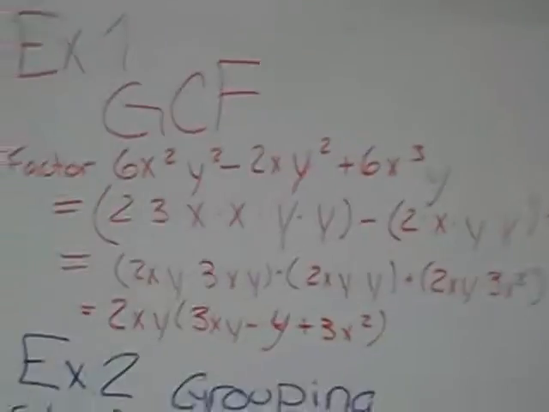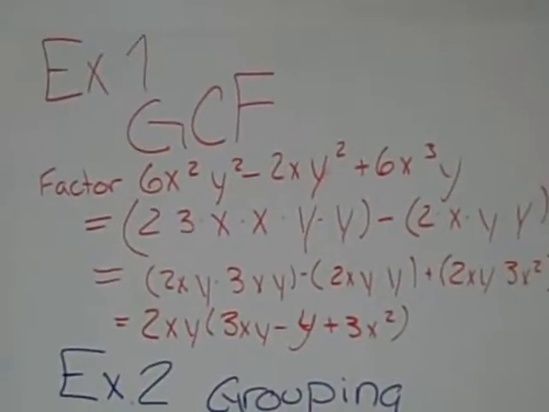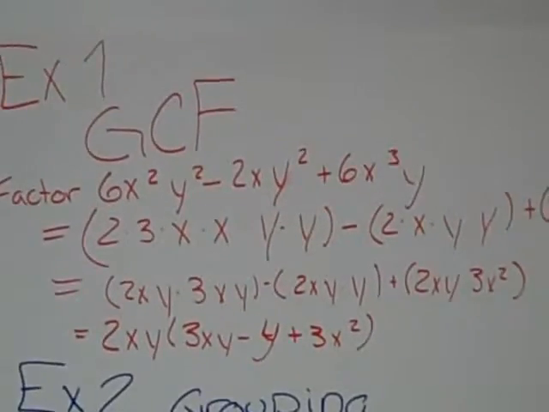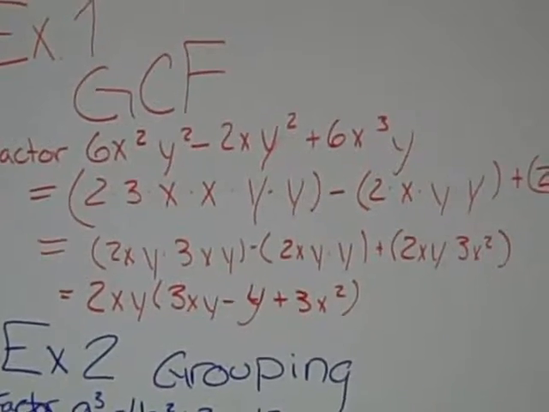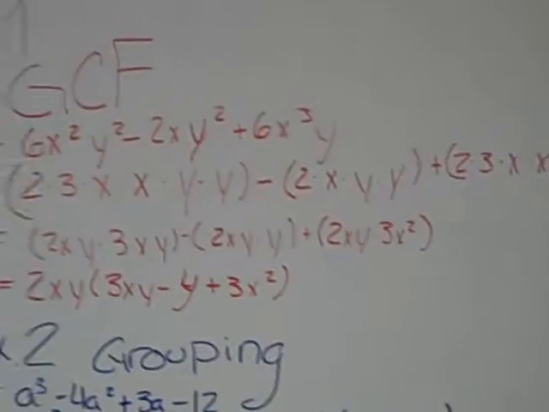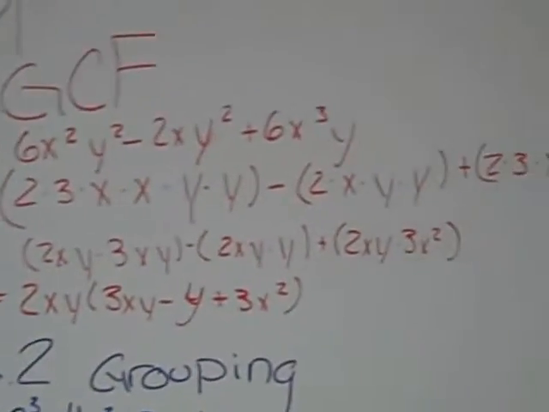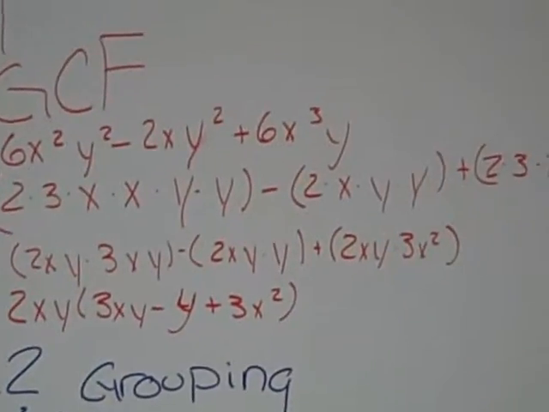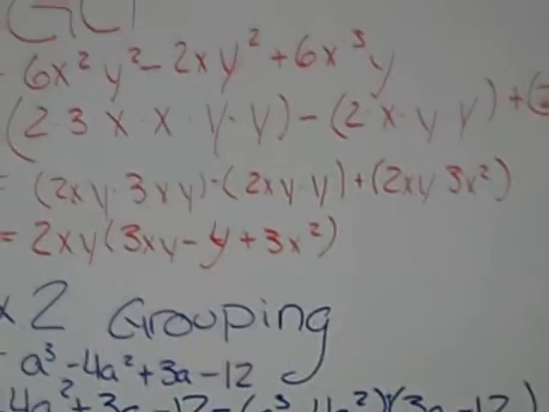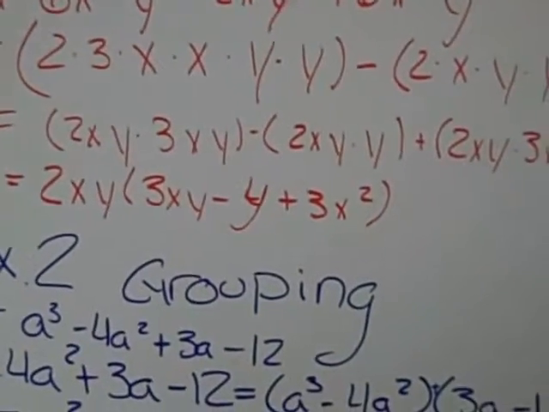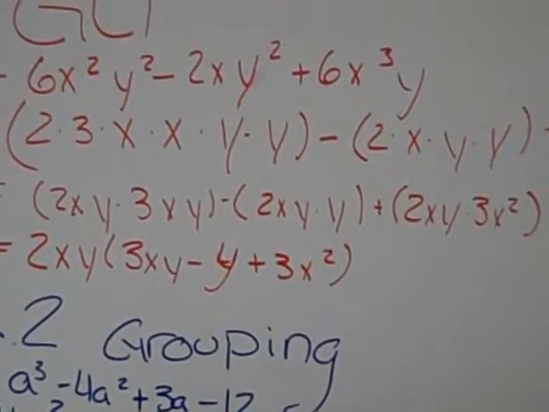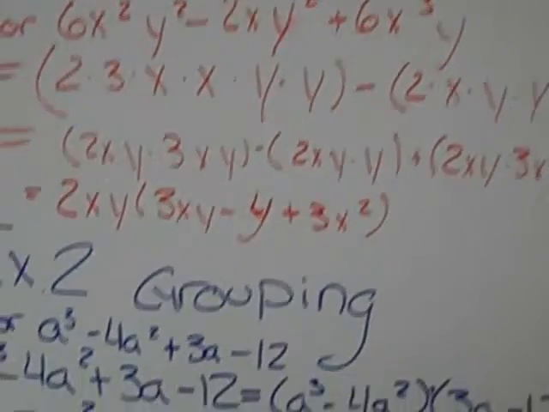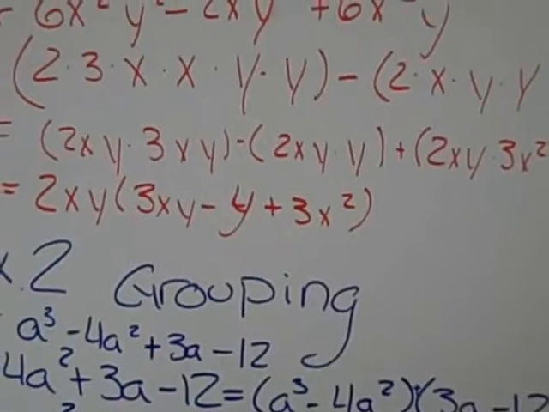5-4 factoring polynomials. Example 1, greatest common factor. You're going to factor 6x squared y squared minus 2xy squared plus 6x to the third y. What you're going to do is factor out each section, and then the greatest common factor is 2xy. The remaining polynomial cannot be factored using the methods above. So 2xy times 3xy minus y plus 3x squared.